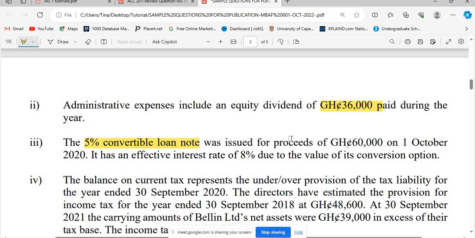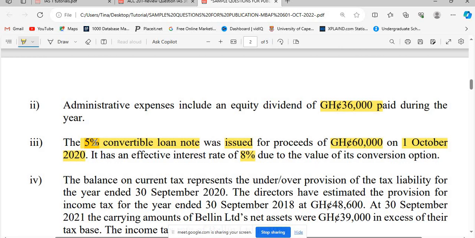It's a financial instrument, and then it was issued. So it being issued, Berlin Limited is the one issuing it, so it will be a financial liability. It was issued for a proceed of 60,000. Then the date is 1st October 2020, which means at the start of the year. Then the effective interest rate is 8%, and the coupon is 5%. All right.